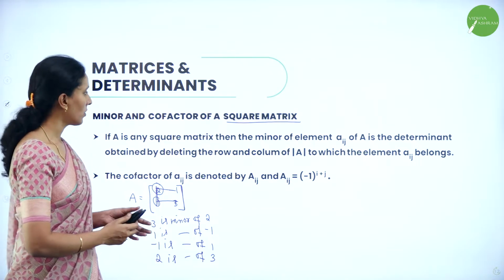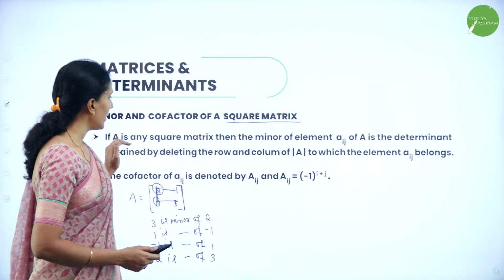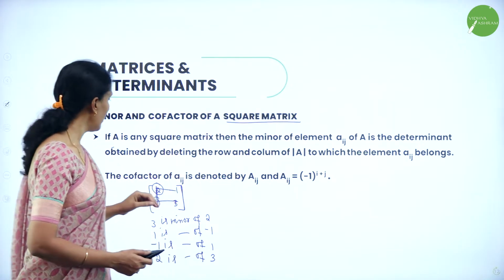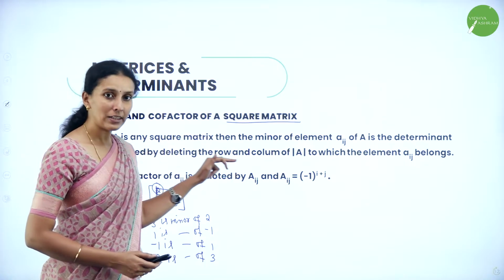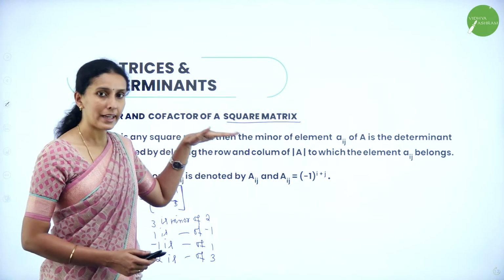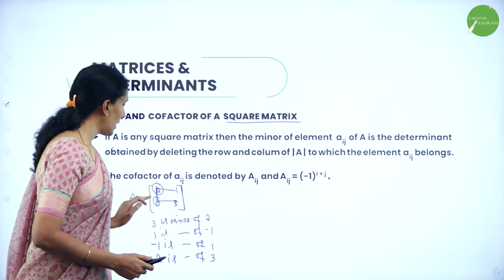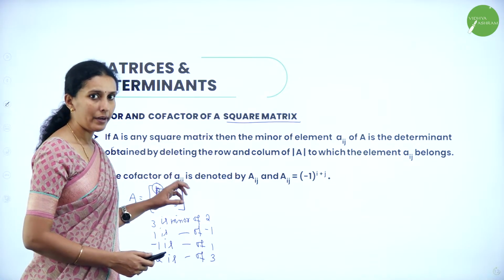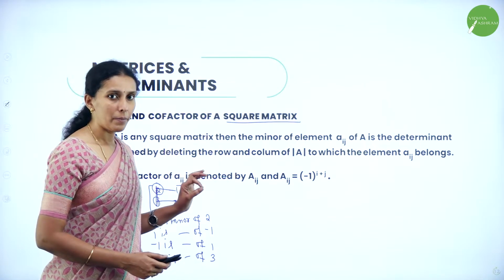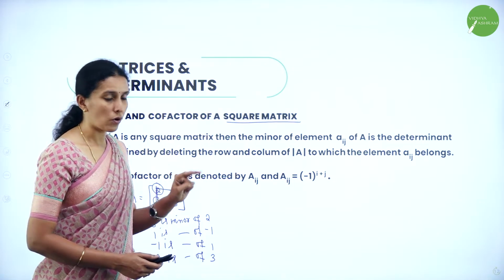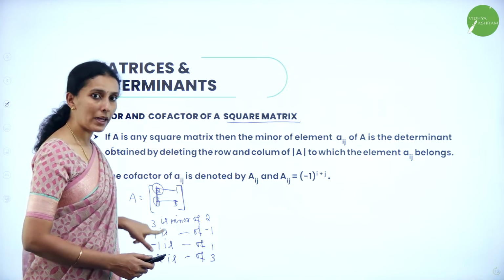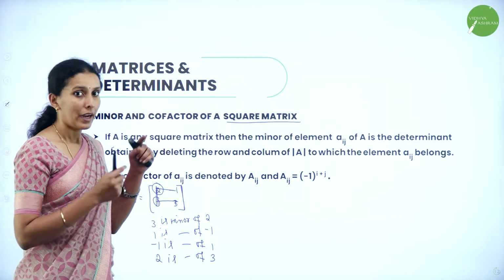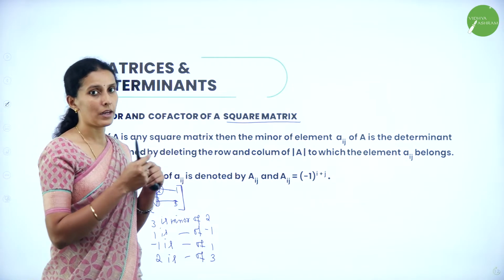So like this. The minor of an element in a square matrix is the determinant obtained by deleting the row and column of the element. So if you delete the row and column containing the element, then the remaining elements, if it is a 2 cross 2 order, the remaining element will become the minor of the element. If it is a 3 cross 3 matrix, it becomes the determinant of the remaining elements.